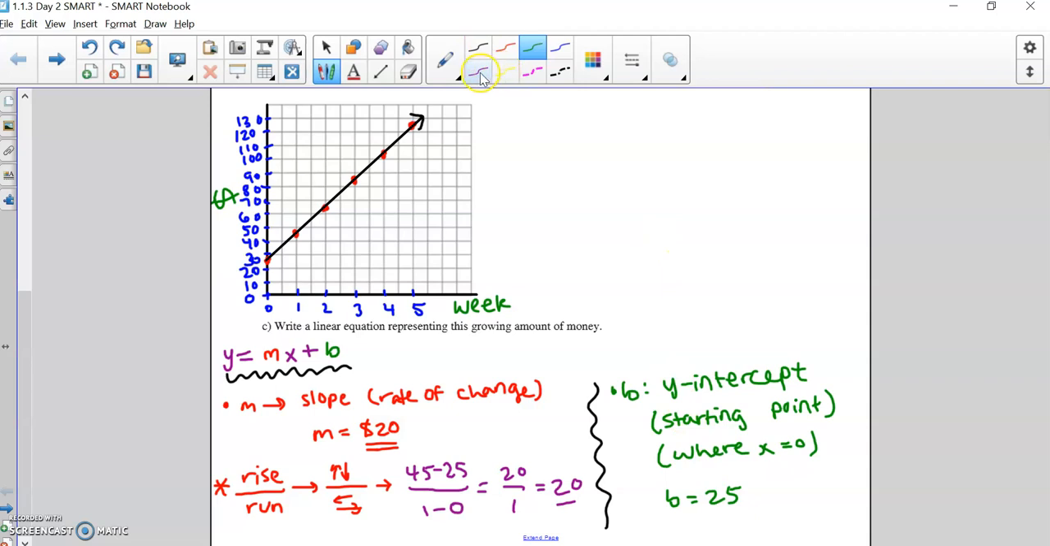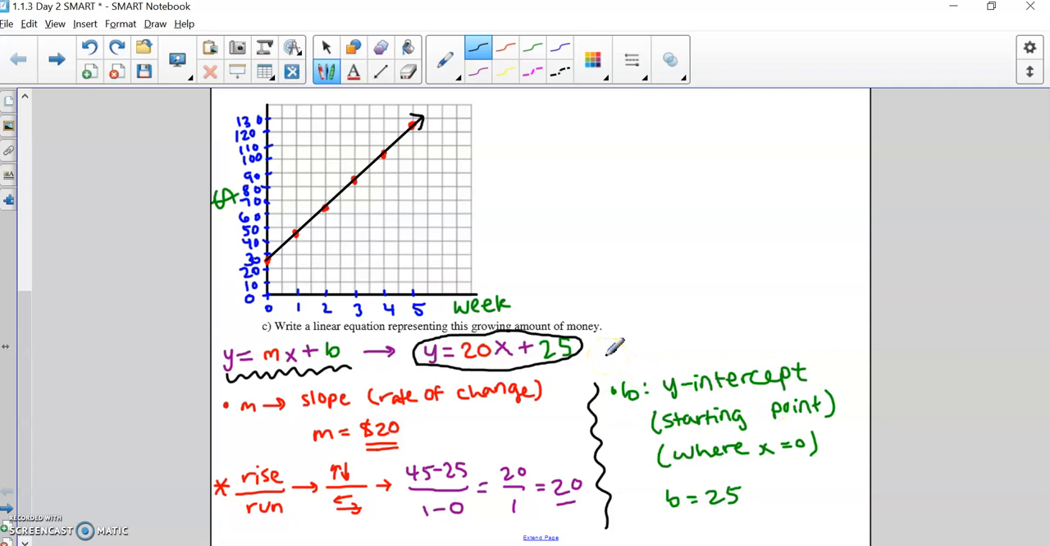So our final equation is going to be y equals 20 for m, x plus b, which is our 25. And that is our final equation. Gosh, I'm really trying to make this neat, but sometimes it doesn't cooperate. All right, and that's it.